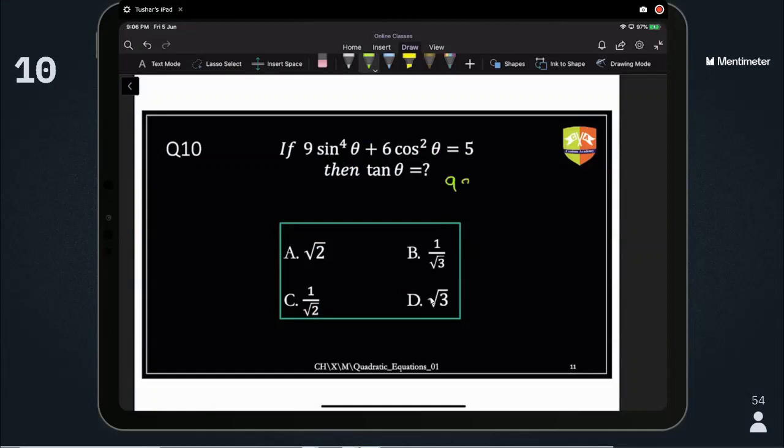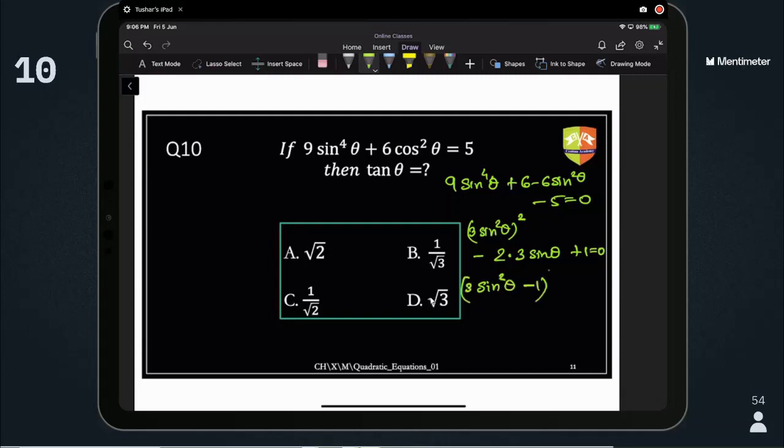So 9 sine to the power 4 theta plus 6 cos theta, I will write as 6 minus 6 sine square theta, minus 5 is equal to 0. I hope this is clear. So this is 3 sine square theta whole square minus 2 times 3 sine square theta plus 1 is 0. So that means 3 sine square theta minus 1 whole square is 0. That means 3 sine square theta minus 1 is 0. So sine square theta is 1 upon 3. So sine theta is plus minus 1 by root 3.